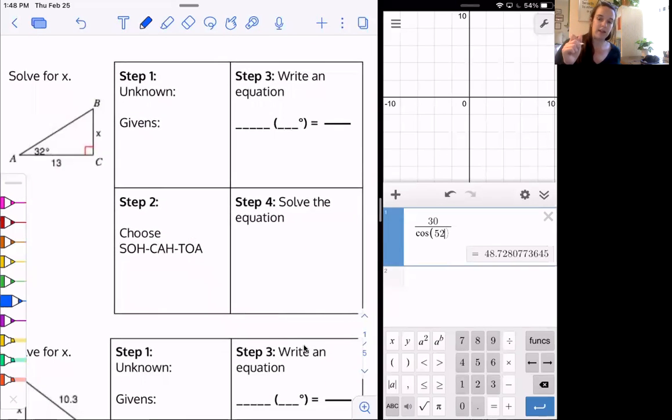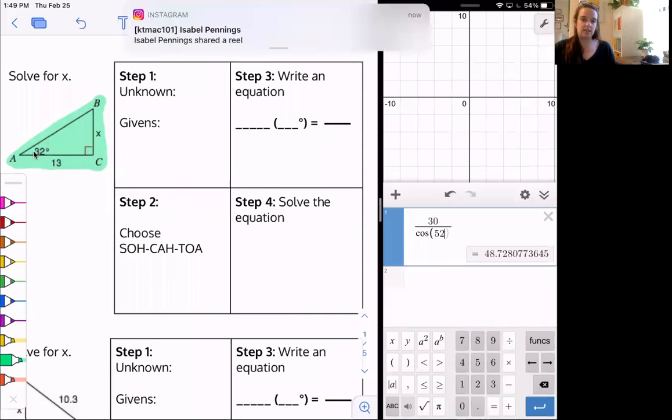So again, remember you're writing down the things that I put in green. So we're going to draw this triangle real fast. We're going to make sure that we have X on it. 13, X and 13 are our sides. 32 is our angle. Right, so X and 13 is our sides.